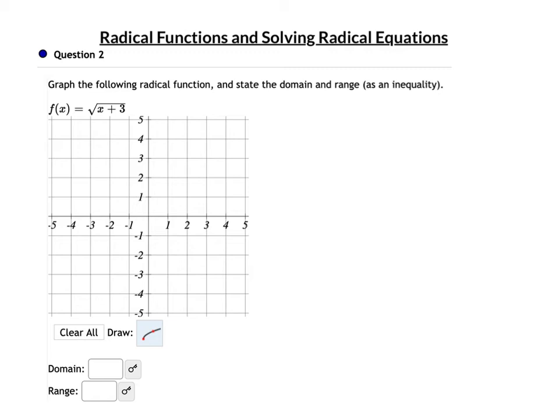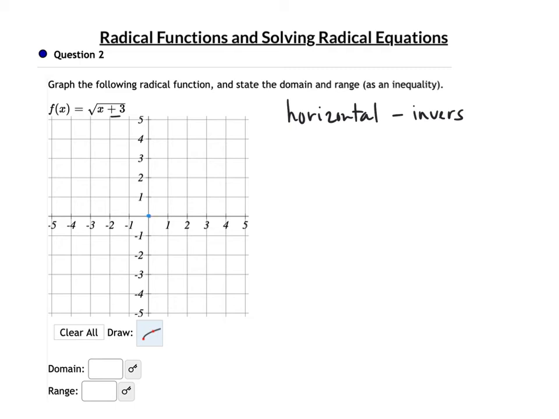Here we have another transformation. This is horizontal because x is being replaced with x plus 3. And remember that horizontal is the inverse. Rather than moving it 3 right like you'd expect, it moves it 3 left. Now, keep in mind what the graph looks like, the parent function. Let's do that lightly in blue.